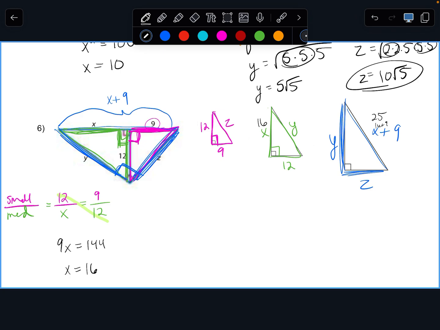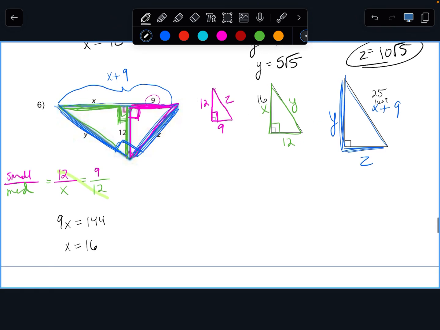So now I'm going to use that to get all the other ones. So why don't you guys try to get the rest of them? Try to get Y, try to get Z. See if you can get it.